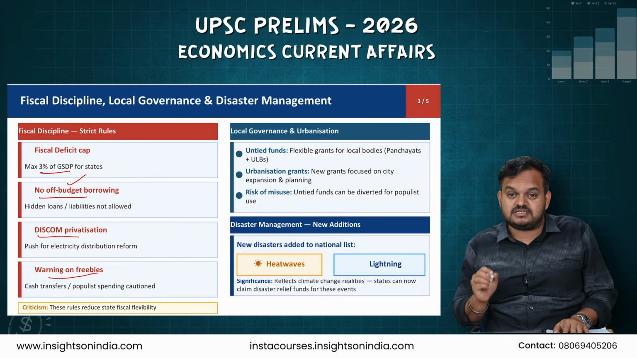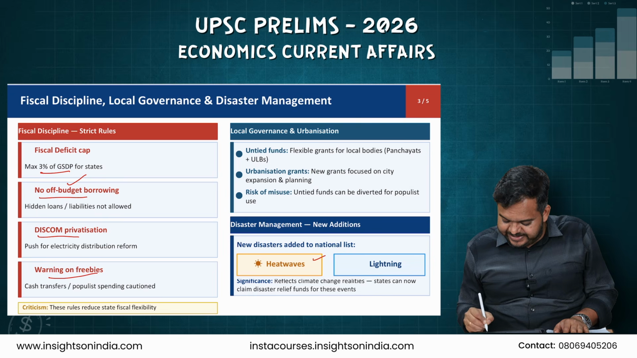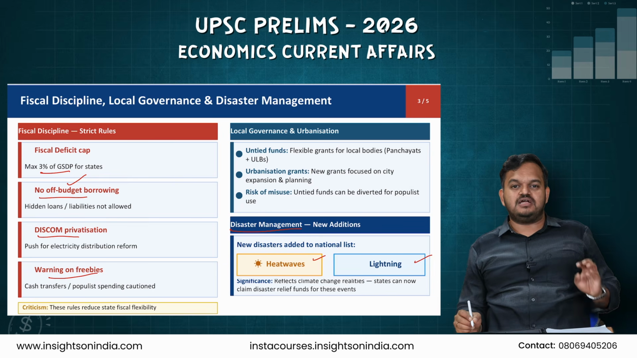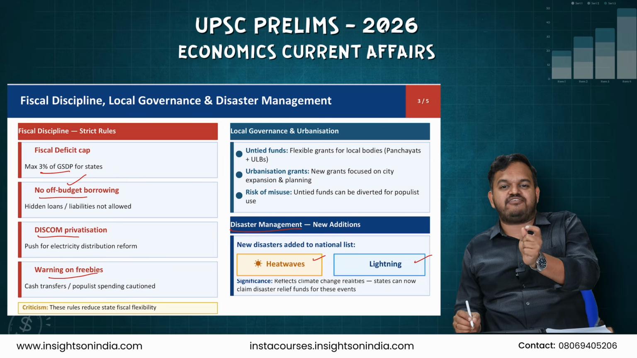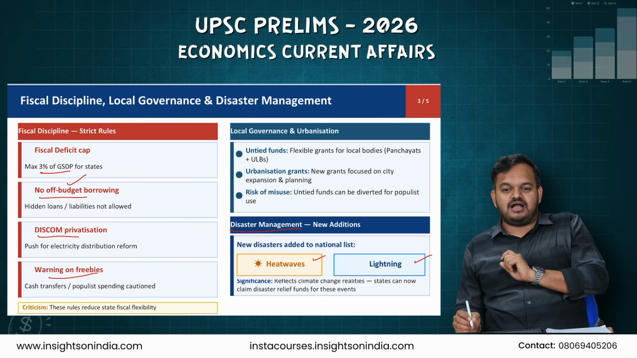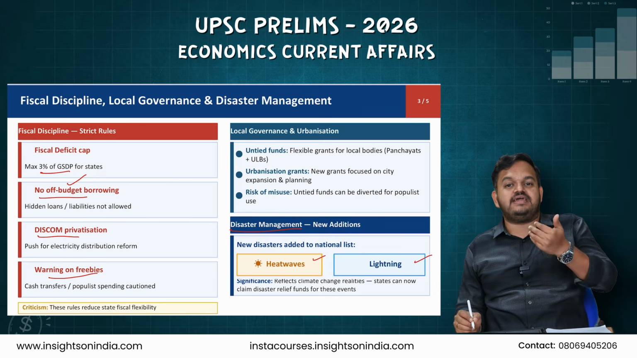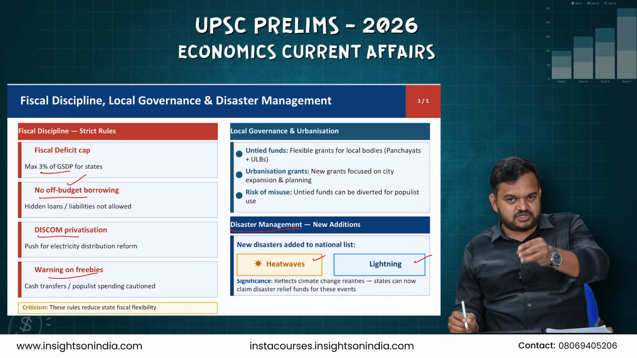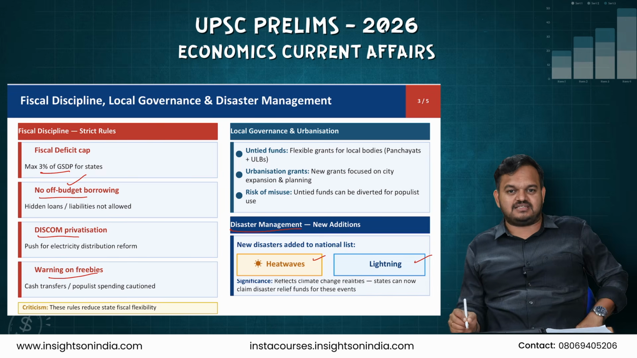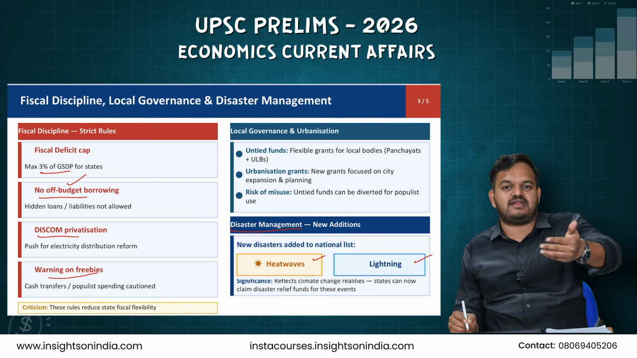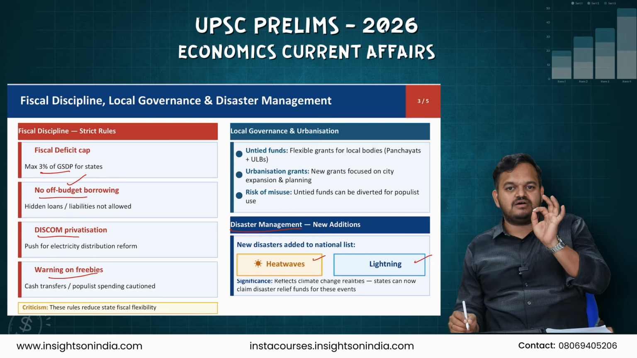the Finance Commission suggests adding heat waves and lightning under disaster management. Why is it so important? Because to seek relief under the NDRF fund, earlier these two disasters were not included. Since heat waves and lightning are now included as disasters, for these reasons the state governments may approach the central government to seek funds from the NDRF, National Disaster Relief Fund.